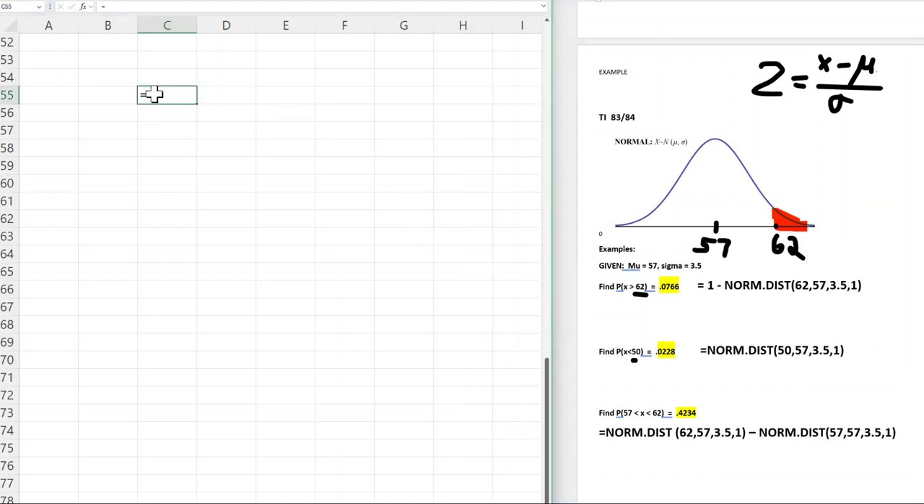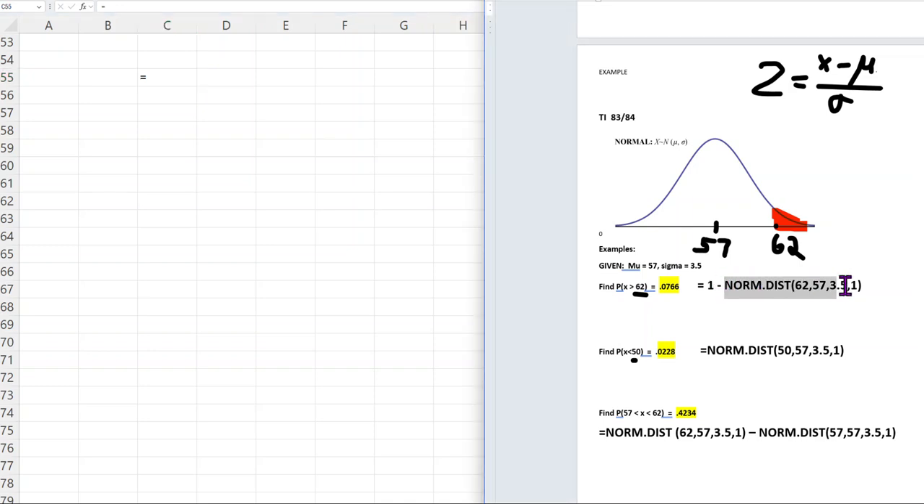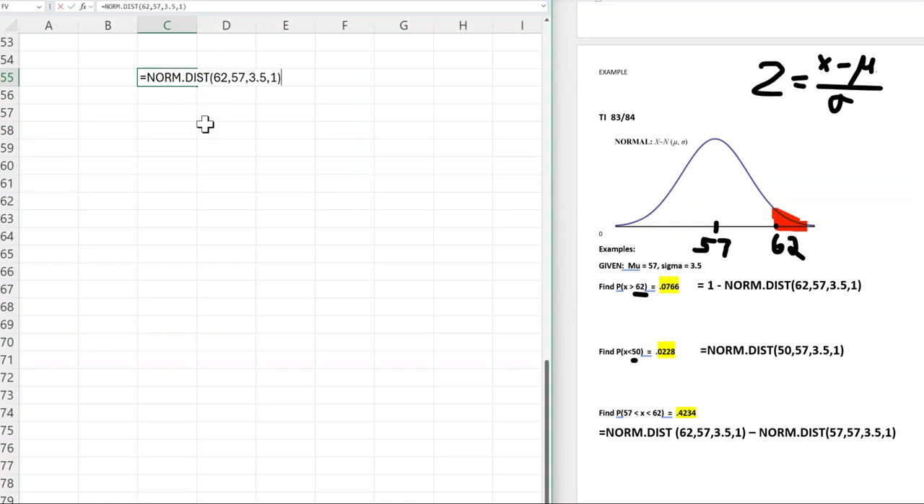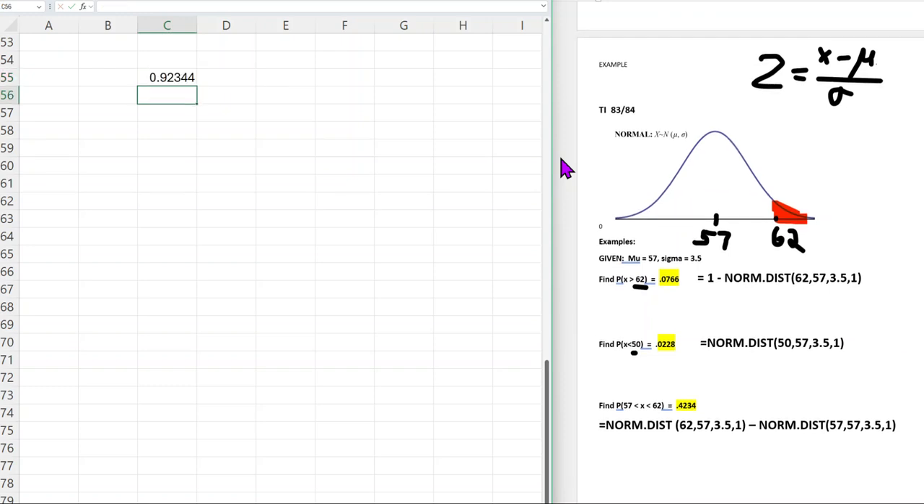So I'm going to type equals. But remember, when I want the area greater than, the formula is going to give me the answer less than. So if all I do is type in this one, normal distribution, you start with the x that you were looking for, and then the mean of the population, which in this case is 57, because I'm not doing a standard normal curve. I'm not using z-scores. I'm using actual data. The standard deviation is 3.5, and it's cumulative.